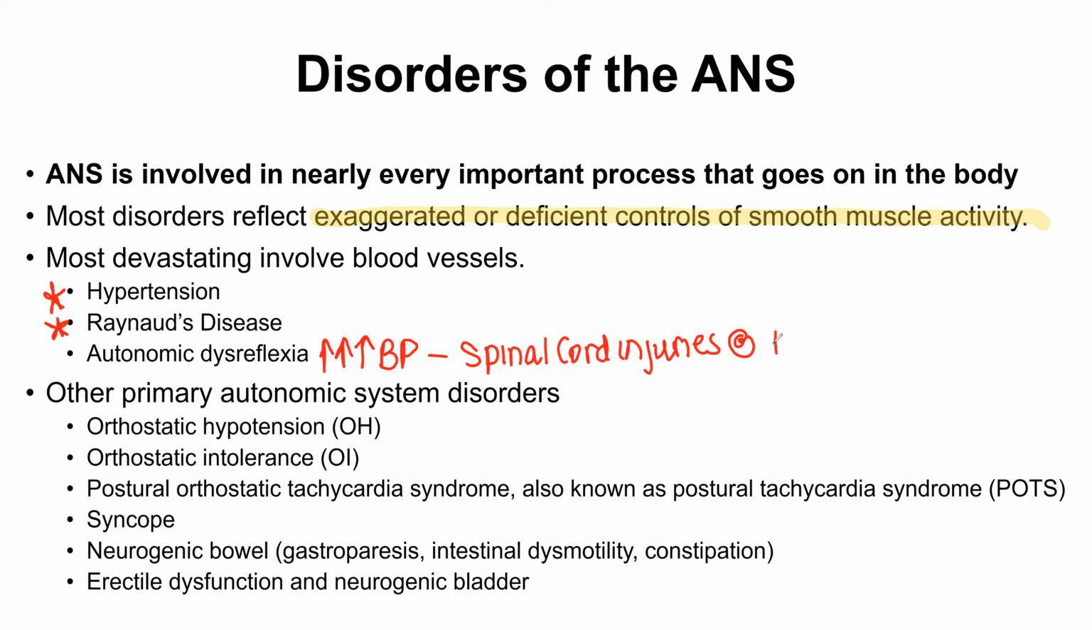The injury is usually at T6 or above. Okay, so if there's a spinal cord injury at T6 or above, basically how this works is that, say you have a spinal cord injury at, I'm going to say T4, okay?